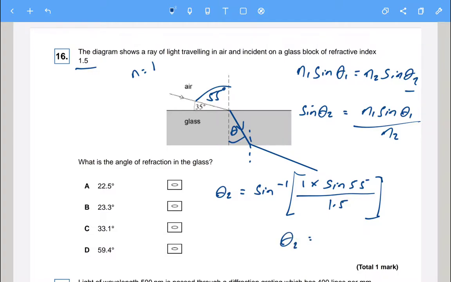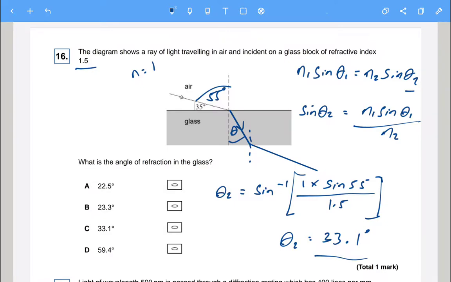Then you just need to put it into your calculator. And that will give you 33 degrees, or 33.1. If you've actually done all that correctly and it's still wrong, your calculator is probably not in degree mode, it might be in radian mode, so please make sure it's in the correct mode.